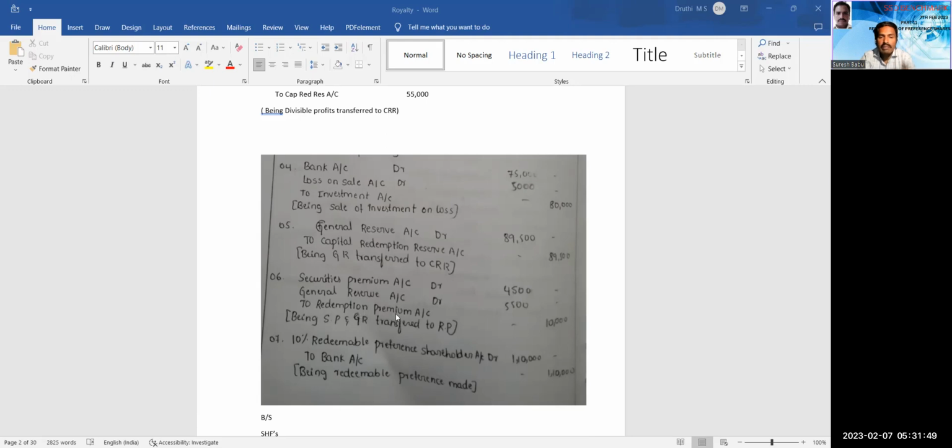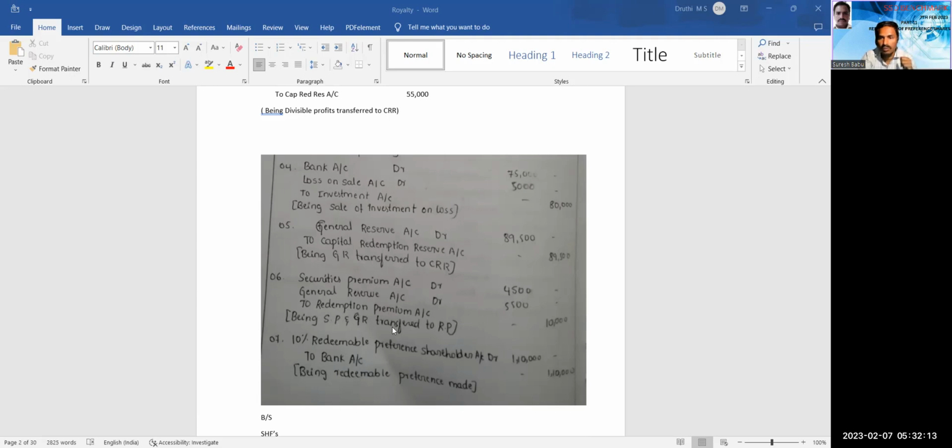Two, premium on redemption of preference shares to be written here. Premium on redemption of preference shares, 10,000 rupees. Being securities premium and divisible profits transferred to premium are utilized. You can write. So now you have 1,10,000 rupees in your hand, correct?